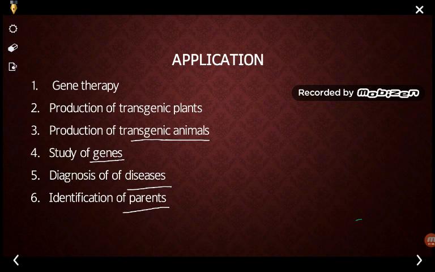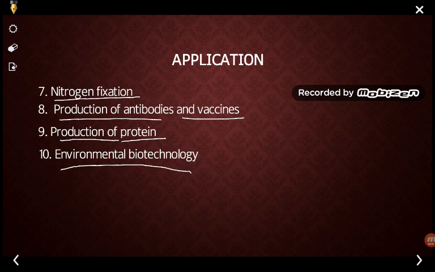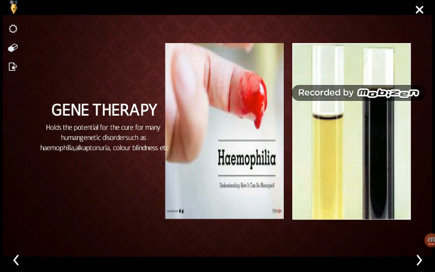So the first one is gene therapy. What is gene therapy? Gene therapy holds the potential for the cure of many human diseases and genetic disorders, such as hemophilia, sickle cell anemia, color blindness, alkaptonuria. These are certain genetically inherited diseases which transfer from parents to offspring. So these can be rectified by means of gene therapy.